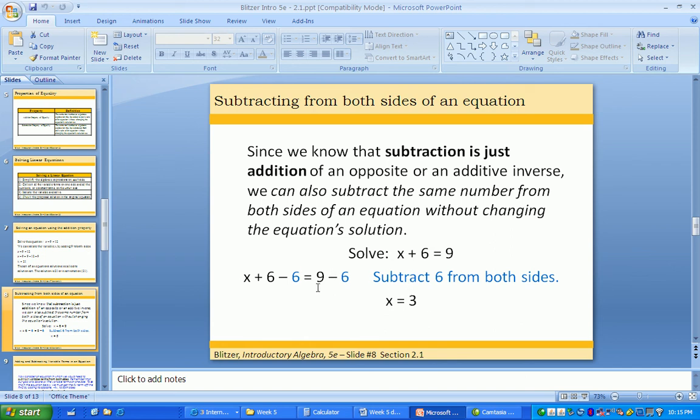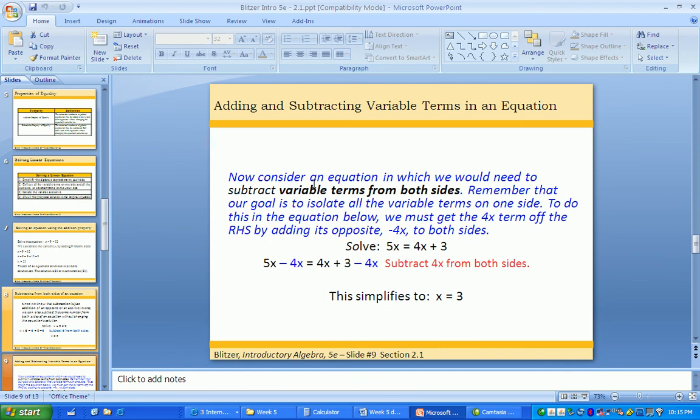Now we can consider where we have a variable on both sides. Well, it's the exact same thing. It looks a lot different, but we follow the exact same rules. We know we want the variable stuff maybe on the left and all the constants on the right. So how can we get this variable from the right to the left? Well, it's a plus 4x.